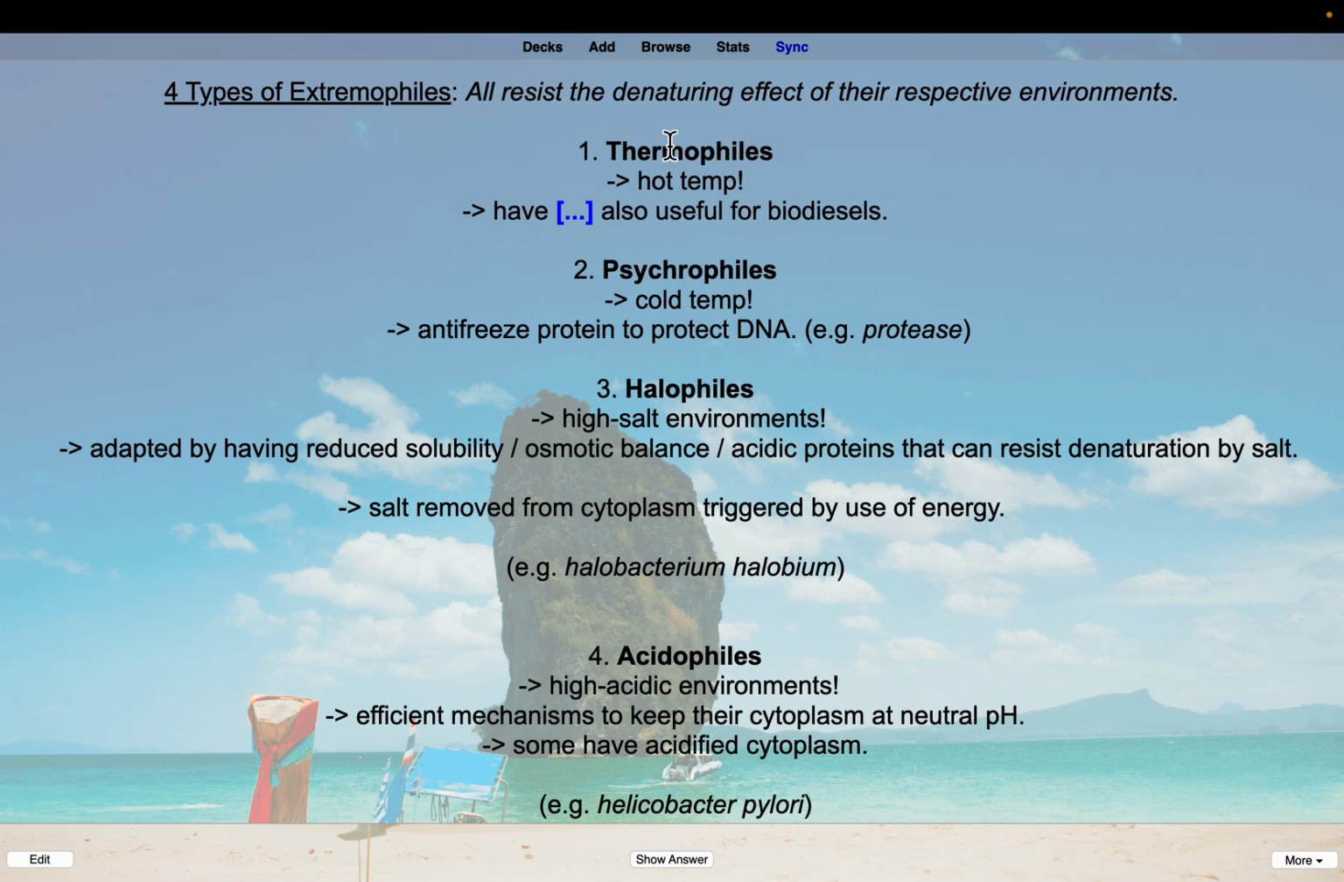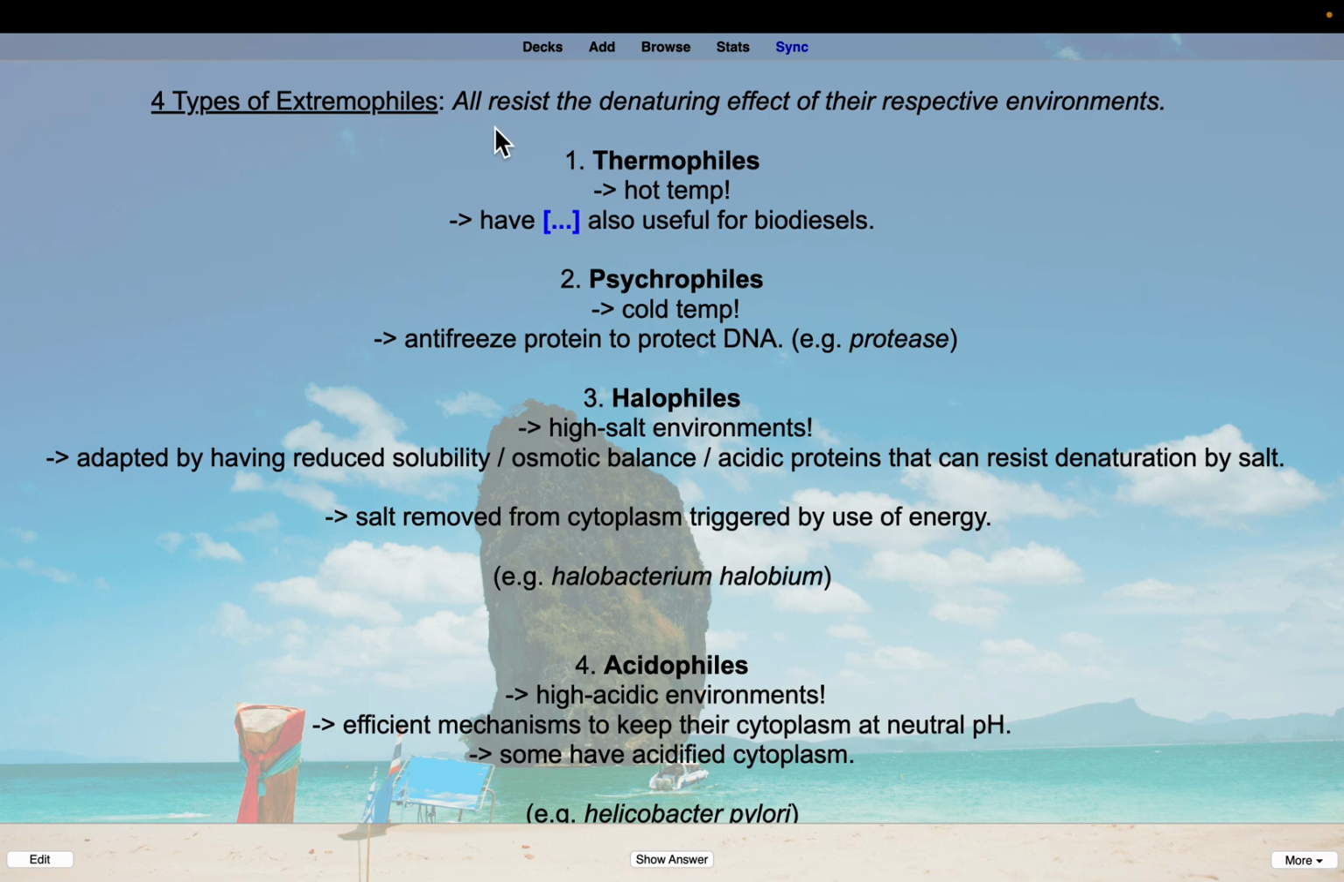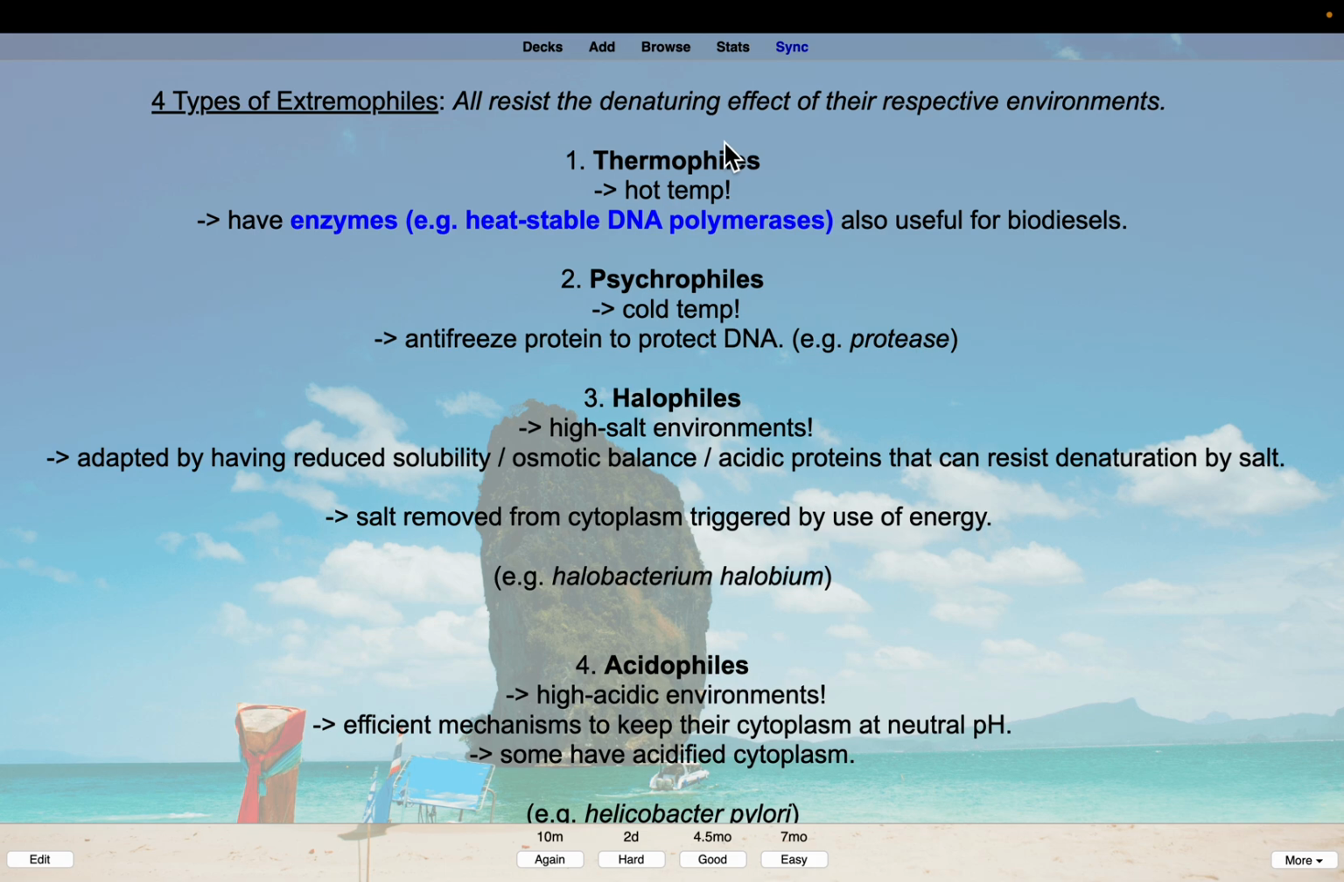Okay, four types of extremophiles. All of them resist the denaturing effect of their respective environments. So for thermophiles, from the prefix thermo, they can withstand hot temperatures. They have enzymes, heat stable DNA polymerases, that are useful for biodiesels. We have psychrophiles. This is for the opposite. They can live in cold temperatures. So antifreeze protein to protect DNA, for example, protease.